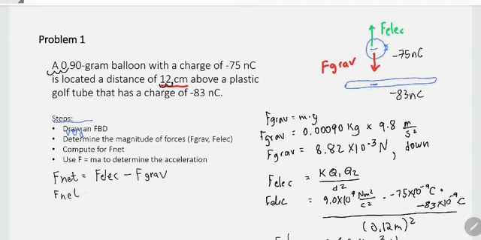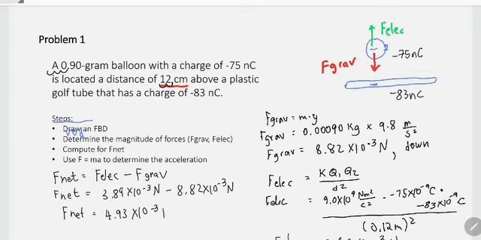Okay. So F-elect is, what's my value? 3.89 times 10 to the negative 3 newtons minus 8.82 times 10 to the negative 3 newtons. So if I put that in my calculator, I should get... mas malaki yung gravitational force, so it will accelerate downwards. 4.93 times 10 to the negative 3 newtons down. Negative kasi yung makukuha mo dyan. Instead of putting the negative, just say down.